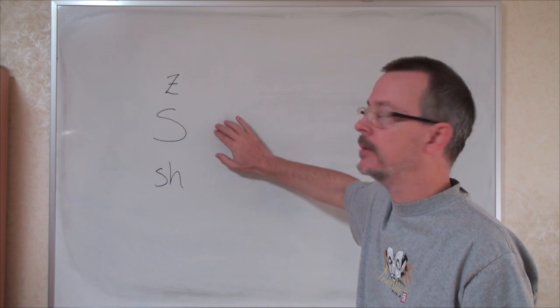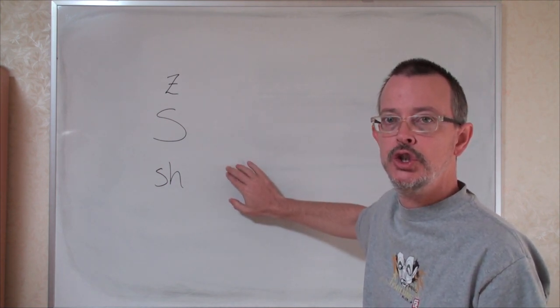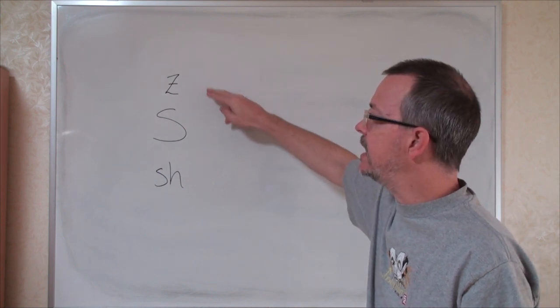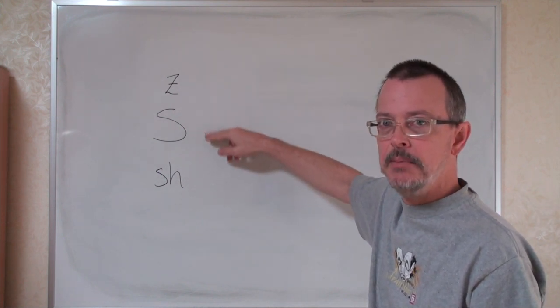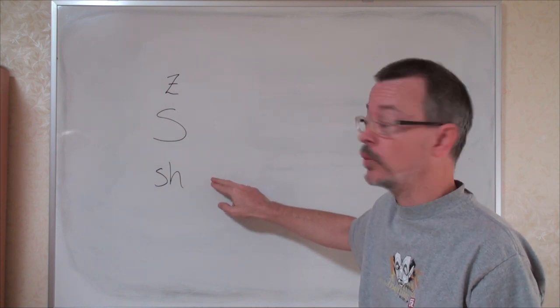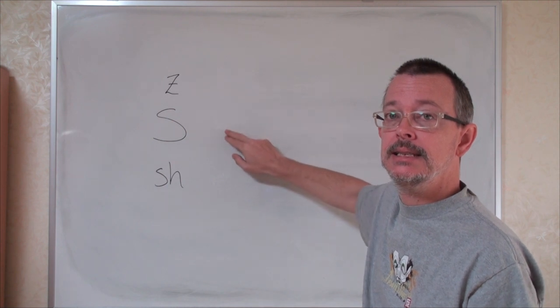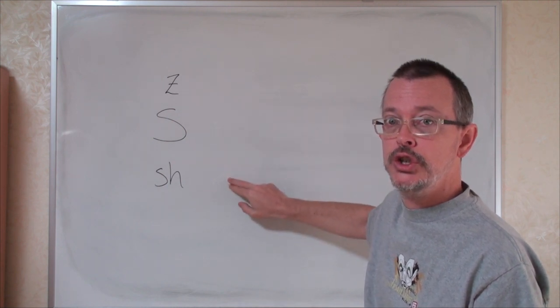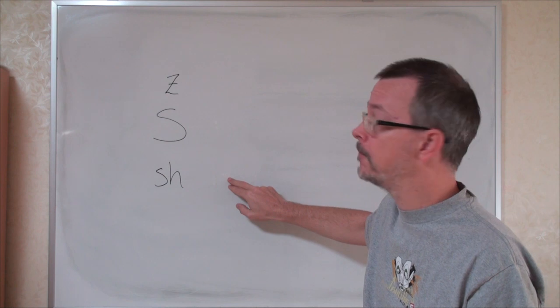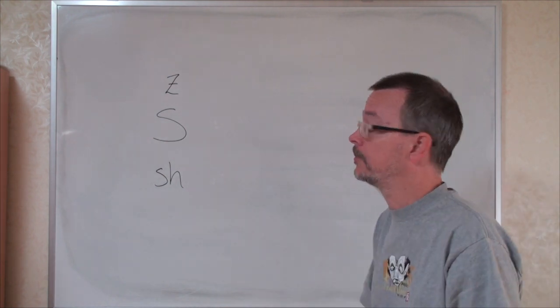Z, S, sh. So the Z and the S have the same lip formation. The SH changes. Once again, Z, S, sh. Okay? This is the American style for these pronunciations.